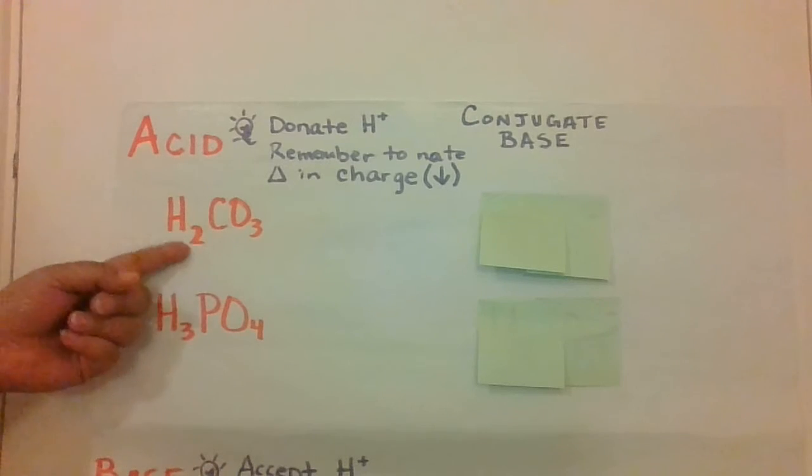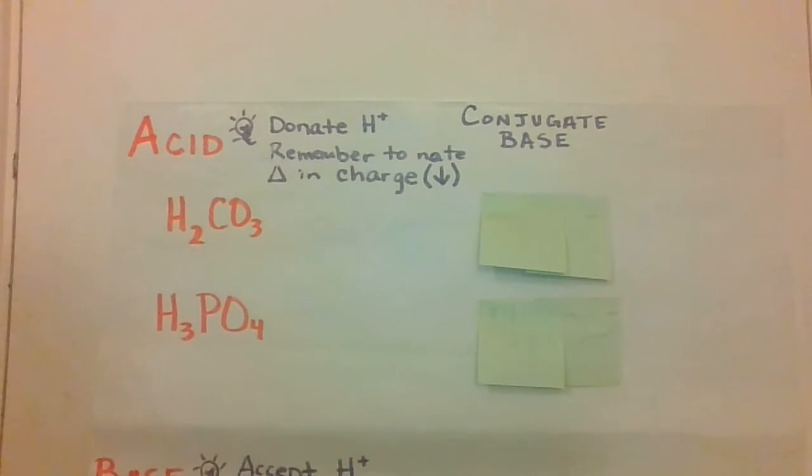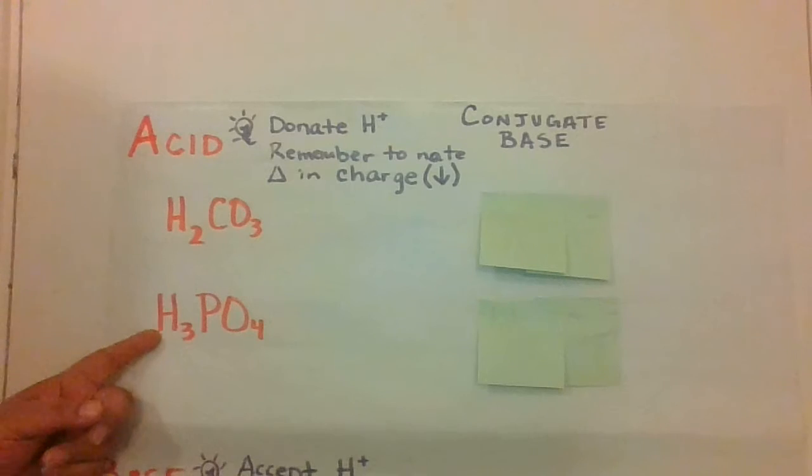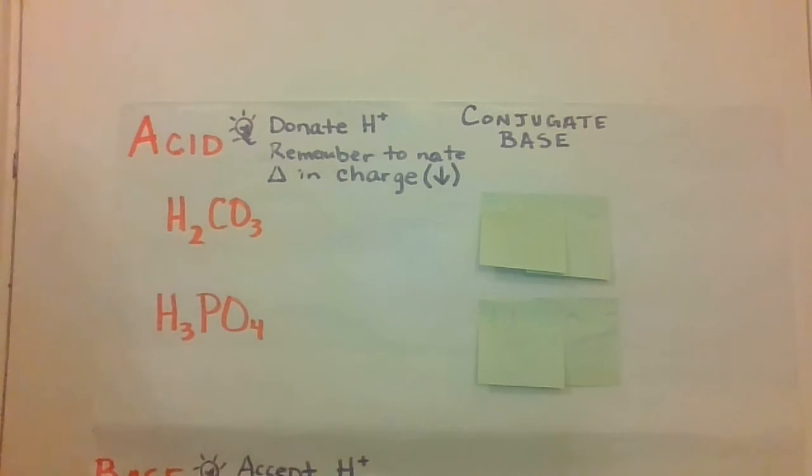So here we have H2CO3, and then our second question is going to be H3PO4. So let's take a moment and write those two down and give it a try. Remembering that we lose a hydrogen, so we should go down in our number of hydrogens, and we should also adjust our charge appropriately. So go ahead, pause the video at this moment and give that a try for your acids changing to conjugate bases.